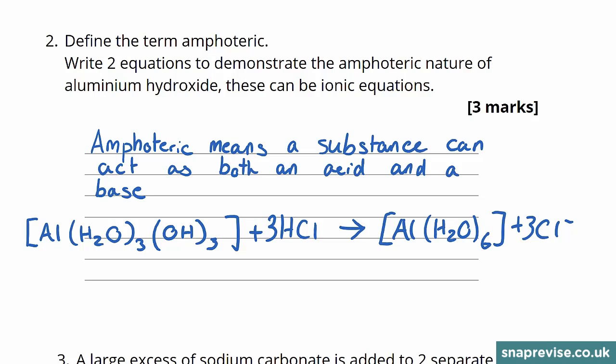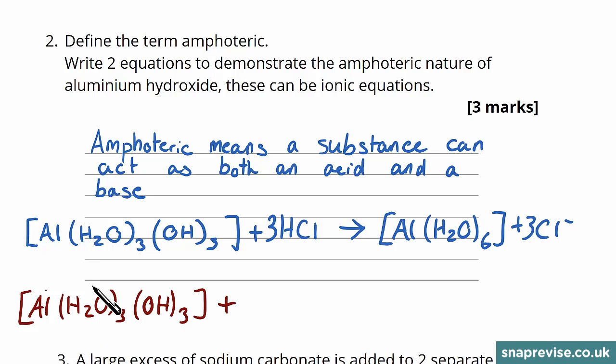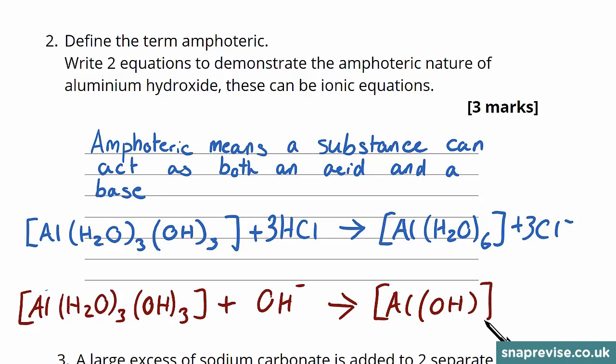So this has shown the aluminium hydroxide acting as a base, so we want to write another equation that will show the aluminium hydroxide acting as an acid, and then this will demonstrate that it is amphoteric. You'll recall from the video that aluminium hydroxide can react with 1 mole of hydroxide ions, which are obviously basic, and it's going to displace all of the other water ligands, forming aluminium with 4 hydroxide ions around it, which has a 1 minus charge, and then we're also going to release our 3 moles of water.